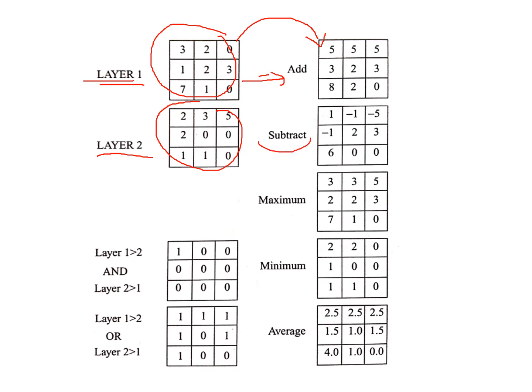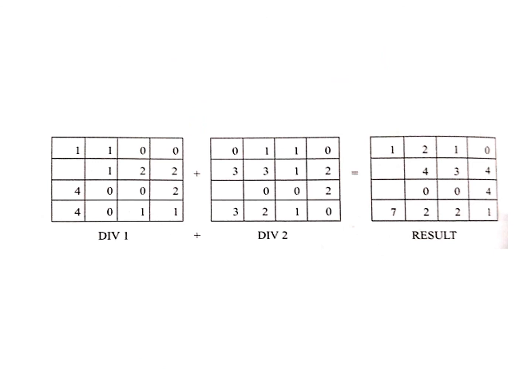Similarly, if you subtract this, you get a result like this. Okay, now if you put the condition layer 1 is more than 2 or layer 2 is more than 1, this operation is called a Boolean expression. So this is also one form of overlay analysis for the raster. Again, here is division of layer 1 and layer 2, and the result is shown. Okay, if you understood this much, that is okay. From the exam point of view, this much is more than enough.